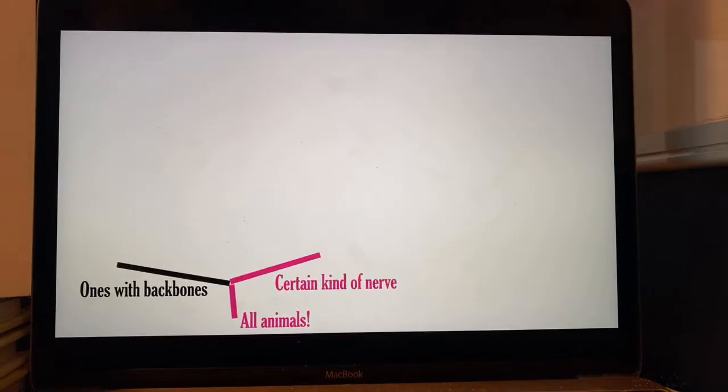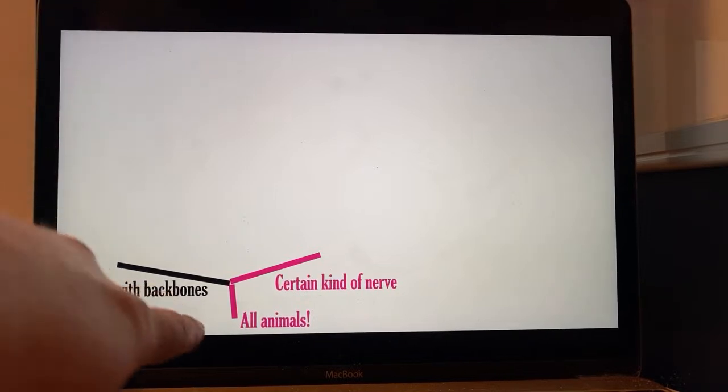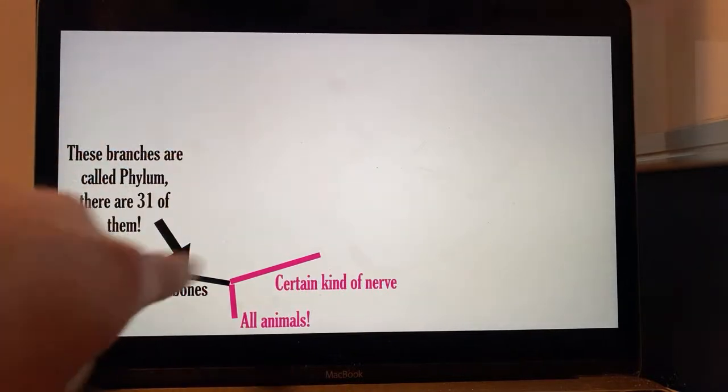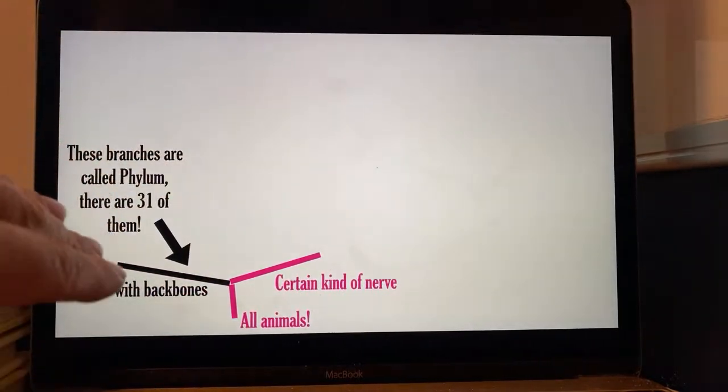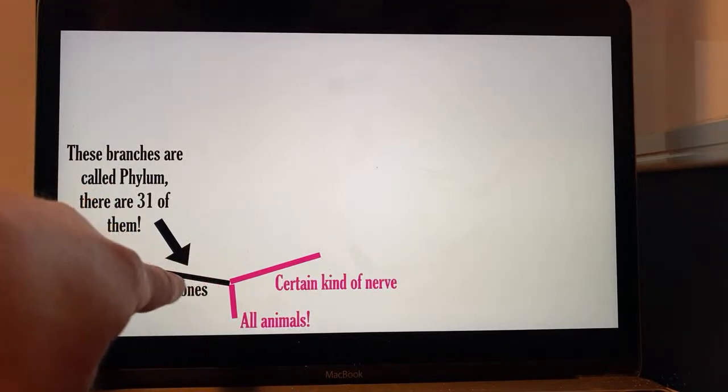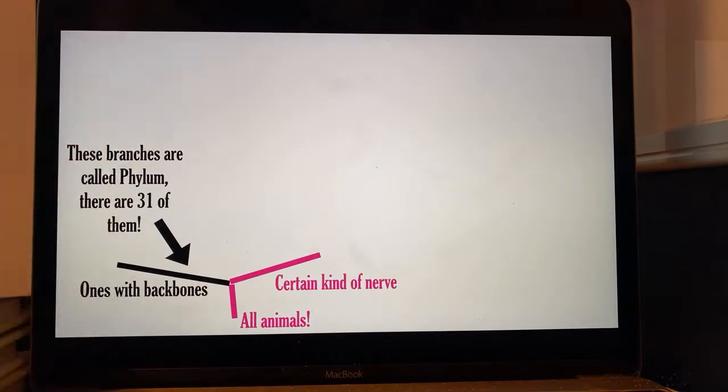Here we go. Here it is. This line represents all the animals on planet Earth. So they separate out, okay? They change and evolve, they have babies, and they eventually change into ones that have backbones. These branches are called phylum. There's actually 31 of those, all different kinds. So I've put this one on, ones with backbones, because obviously that branch eventually gets to humans. But there's another phylum, which is just creatures with a certain kind of nerve. It's quite complicated, but they're all called mollusks.